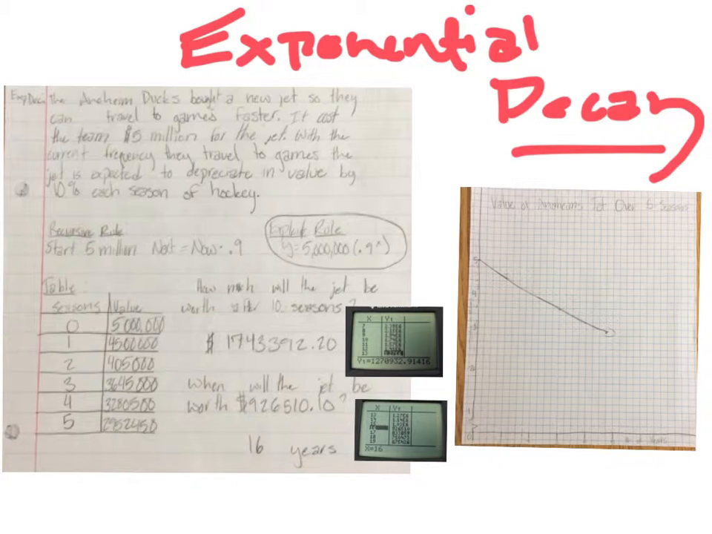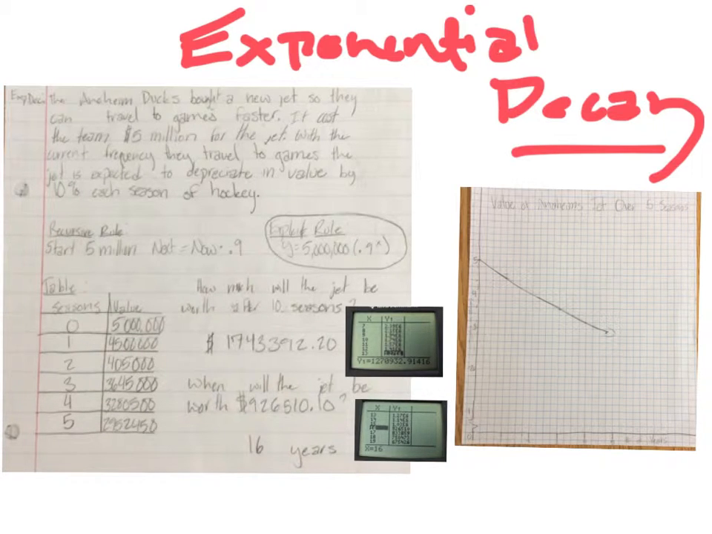The first question is, how much will the jet be worth after 10 seasons? The answer is $1.74 million, rounded up, because if you go into your calculator and type in the explicit rule into y equals and go to the table and scroll down to 10 in the x column, you will see that the answer is $1.74 million.